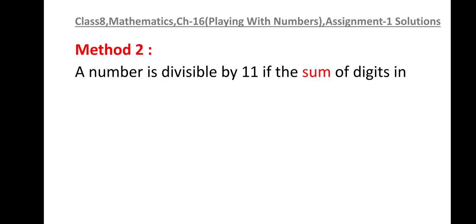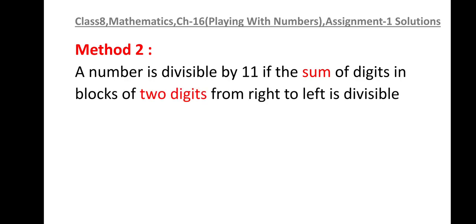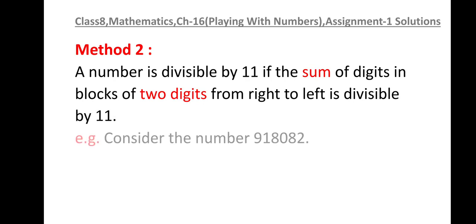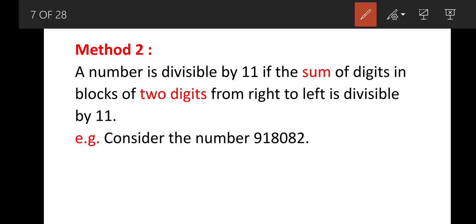Coming to method 2. A number is divisible by 11 if the sum of the digits in blocks of 2 digits from right to left is divisible by 11. What is this method? Let us see with the help of an example. This is the number given to you. As the method says, you are supposed to take the sum of the digits in blocks of 2 digits starting from right to left. From here we will start. So the first block will be 82, then 80, and then 91.